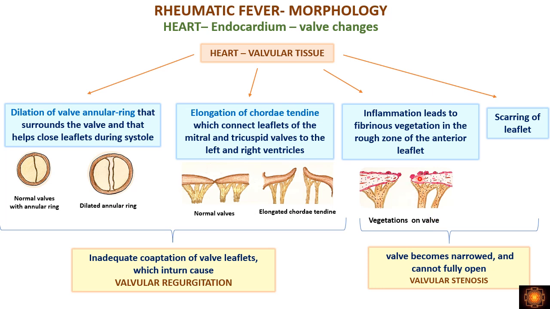Now another change is that because the endothelium is damaged, there can be formation of fibrinous vegetation on the rough zone on the leaflets. And along with that, scarring of the leaflets, both of them cause valvular stenosis. So these are the valvular changes.